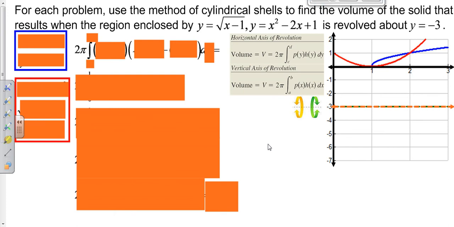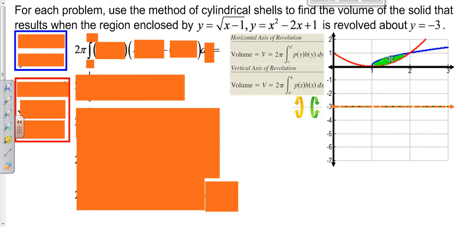We're going to look at another shell problem. However, in this problem, we're not going to have our axes being about the x or the y axis, but our axis of revolution is our y equals -3, which is our orange dotted line. We're going to take the region bound by our parabola right here in red that's opening up, and our sideways parabola right here in blue.